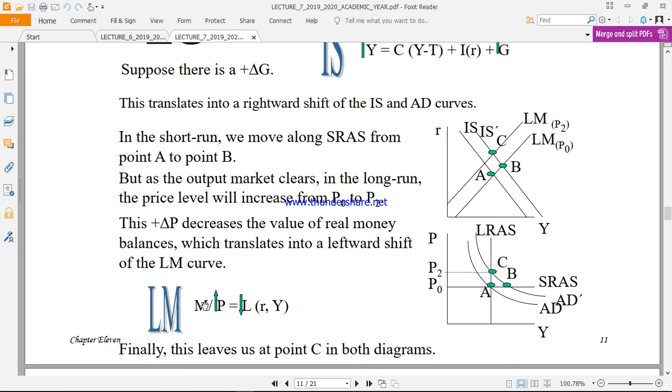Since the price has gone up, the value of your real money balances has reduced, and because of that, you're just going back to the same natural level of output. So the conclusion of our analysis is that when there's an increase in government expenditure, there's just a temporary increase in output. In the long run, output is going to get back to normal. So even if there's a boom, that's why we've got those upward and downward economic cycles.